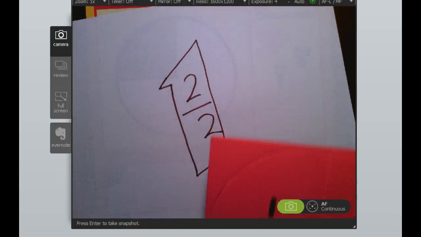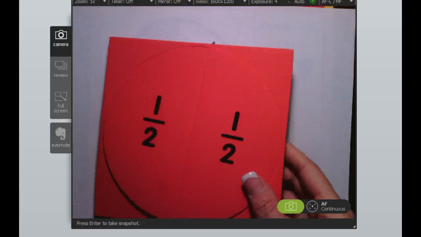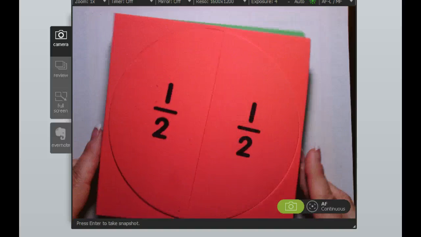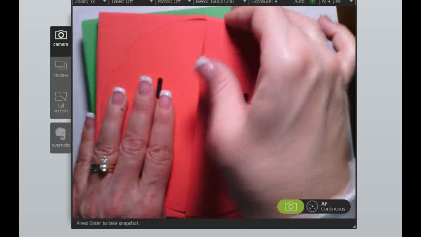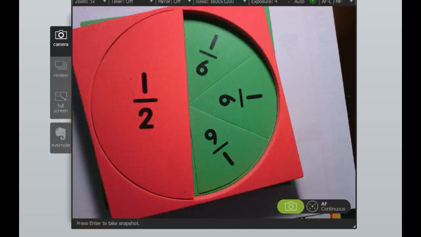You can see that this circle that I have here is one whole, which is the same as 2 halves. 2 of the 2 is the same as 1 whole. So let's explore a little bit more, and I'm going to get some more fractions and layer them here. So what if I take away 1 half? And now I have 6 underneath.